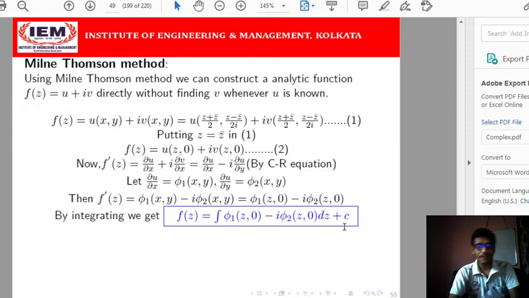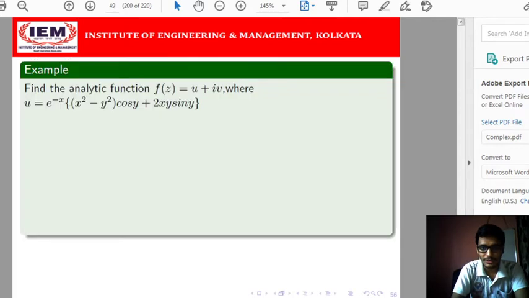Thus if the real or imaginary part is given to us, which we know is a harmonic function, then without finding its corresponding harmonic conjugate, we can directly frame the analytic function. I am discussing one problem, then it will be clear to you. So here u is given to us. Without finding v, we need to directly construct an analytic function f(z) whose real part is u and imaginary part is v. So here u is this.